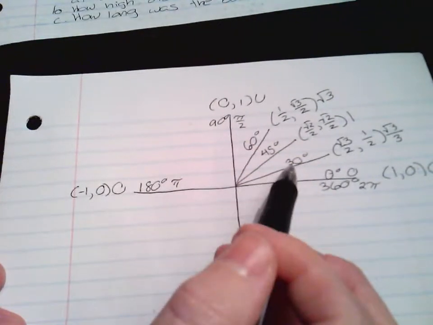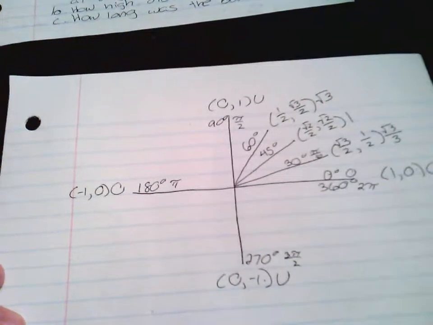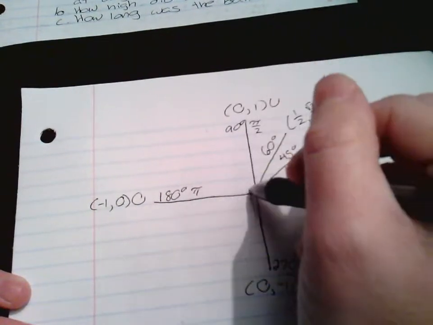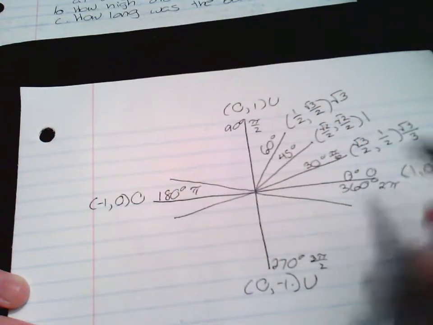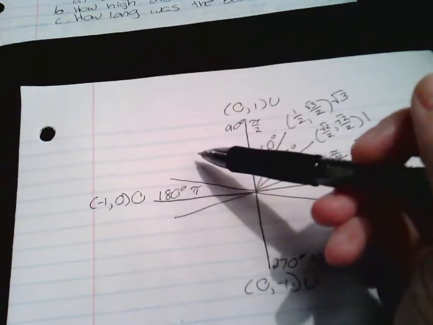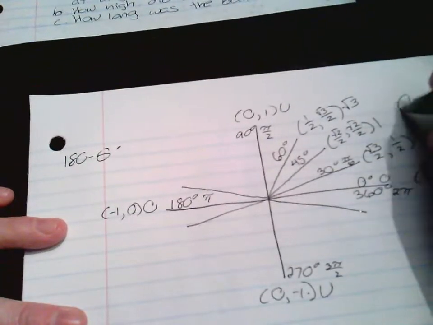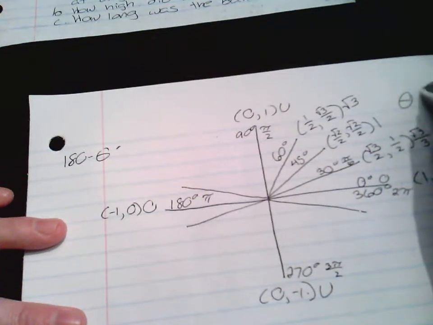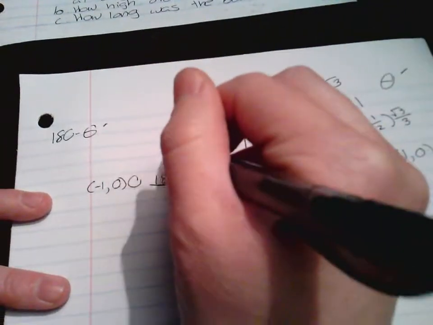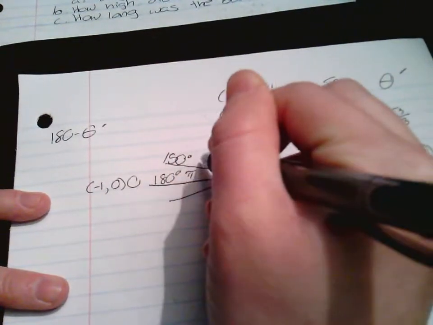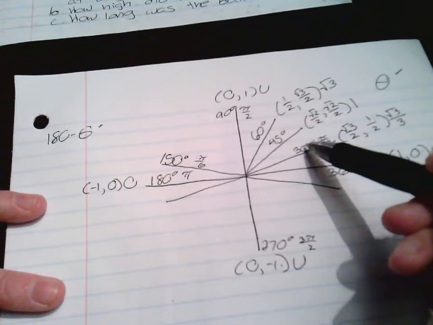Okay, now I'm going to stick with 30s. So all the 30 angles are going to be pi over 6, something pi over 6. And they're all symmetric. So to find the angles in quadrant 2, that's going to be 180 minus quadrant 1 angles. So here's quadrant 1. Okay, theta prime. So 180 minus theta prime is 150. And it's going to be something pi over 6. It's going to be 150 divided by 30, which is going to be 5.